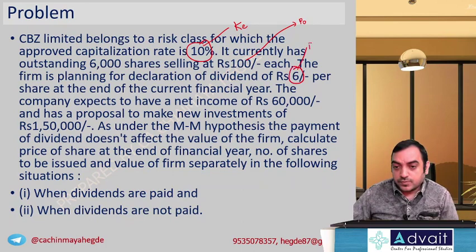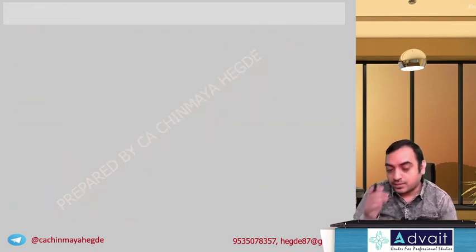DPS. Dividend D1 you can say. D1 is also fine. At the end of the current financial year, the company expects to have a net income of 60,000 and has proposal to make new investments of 1,50,000. As under hypothesis, the payment of dividend does not affect the value of the firm. Calculate the price of the share at the end of the year, number of shares to be issued, and the value of the firm separately in the following situations: when the dividends are paid, when the dividends are not paid.